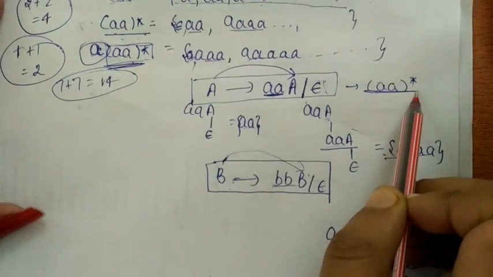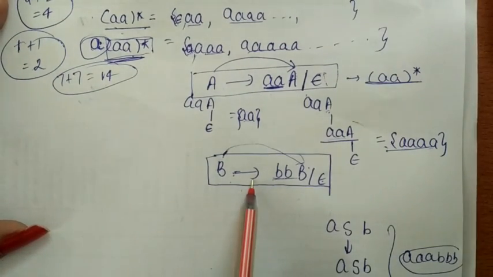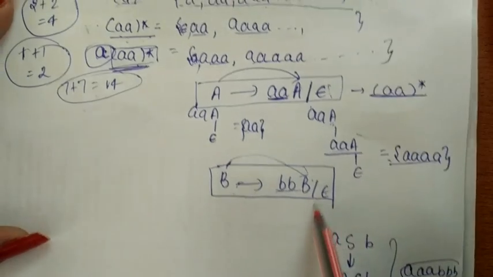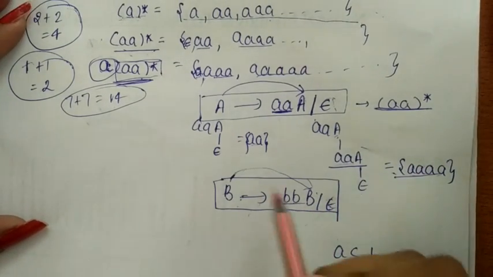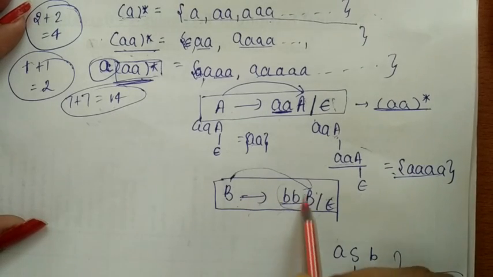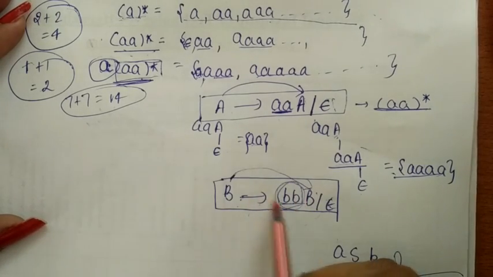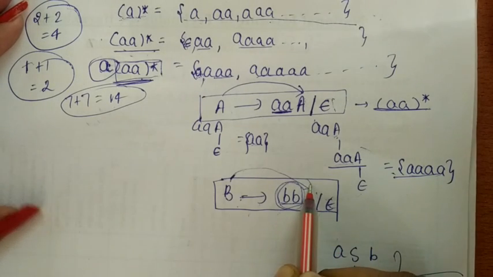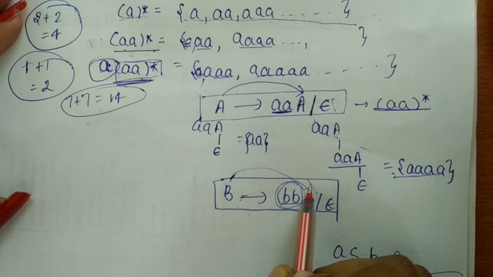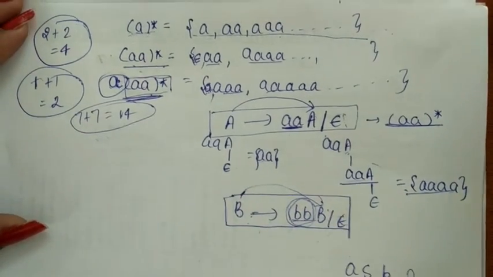Now how will we write the grammar for even number of b's? In the same way, we can write epsilon here, and then we want the 2 b's, so we write 2 b's here, and then we can take a repetition of b. We can take a repetition for b, for generating even number of b's.